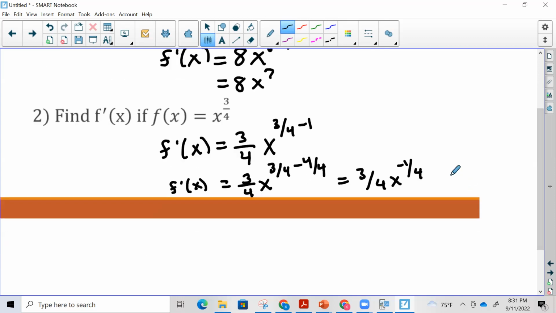And if you had to simplify this, remembering from pre-calculus that when you have a negative exponent, you move it to the denominator, and then the exponent becomes positive. And so it'd be 3 over 4x to the 1/4.